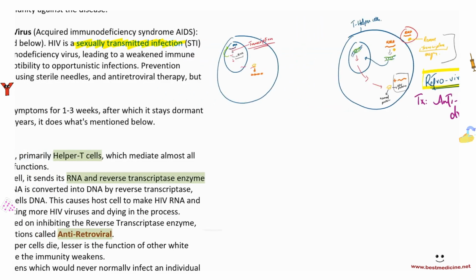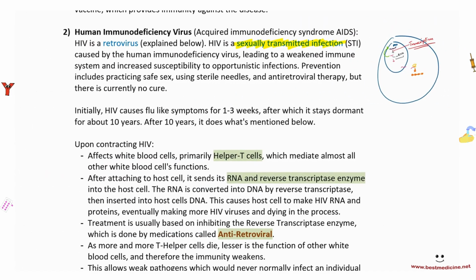And if you remember, if you knock out T helper cells, then all of the immunity is gone, and you will not be able to protect yourself against diseases. So it leads to a weakened immune system and increased susceptibility to infections that are called opportunistic infections. That is also a very important term.